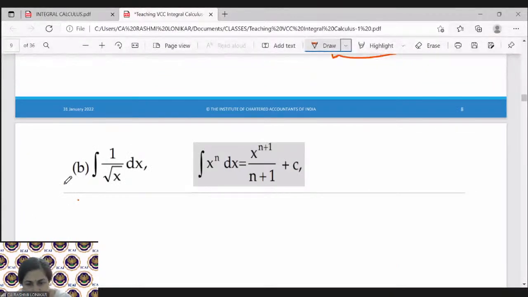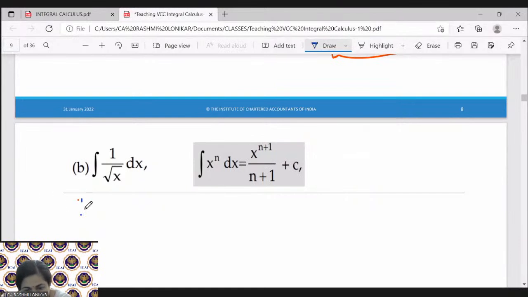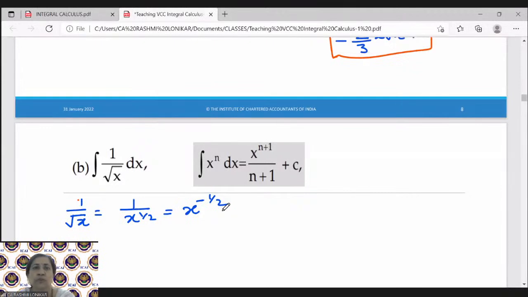So first thing we are going to do is, let me get back to the blue color. I'm just telling you that 1 upon root x can be written as 1 upon x raised to half, which is written as x raised to minus 1 by 2. This is the only step where students get confused. Otherwise, so many of you know all the formulas for integration. You have taken a lot of effort, but you miss out on this. This you must remember. Okay, so now let us use this.